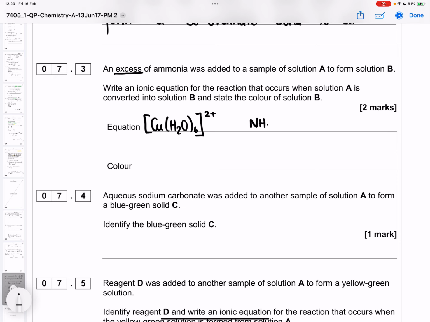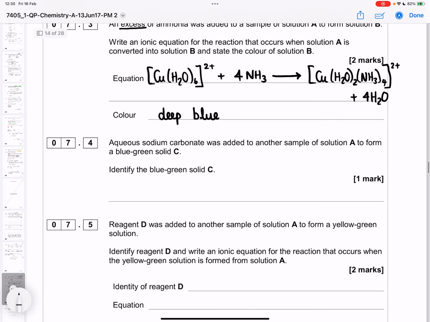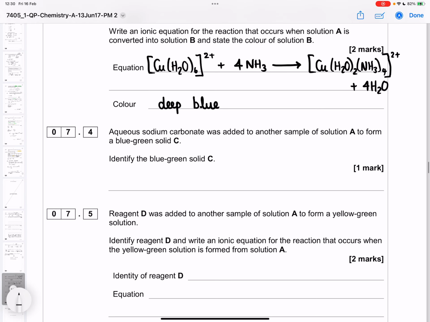Now this is one of those that you have to just remember. It does something different to other transition metals. It replaces 4 of the waters and it leaves 2 behind. So it stays octahedral, but it doesn't replace all 6. And the colour, it's that lovely deep blue colour you get from the ammoniacal version, the compound with the ammonia in.